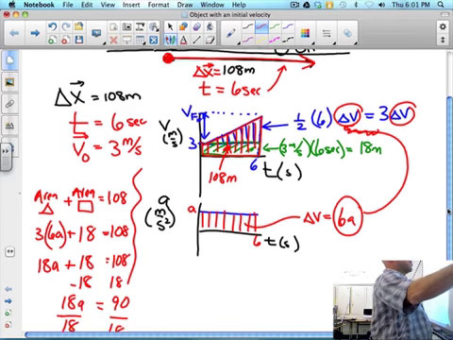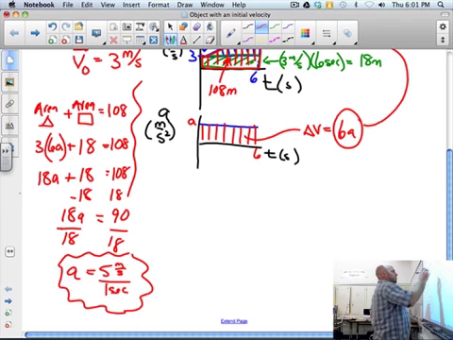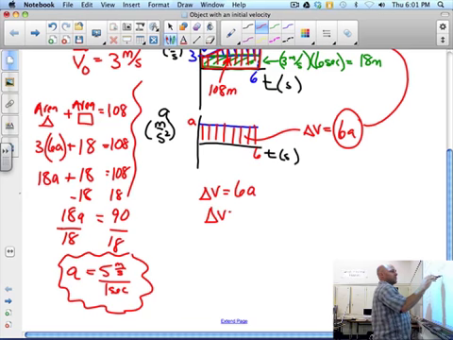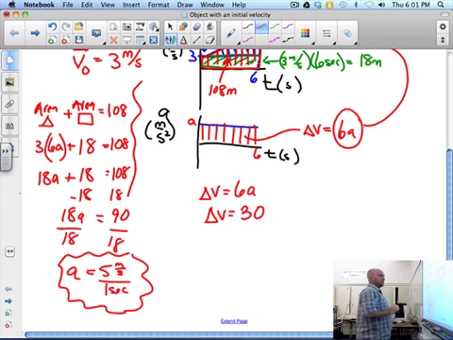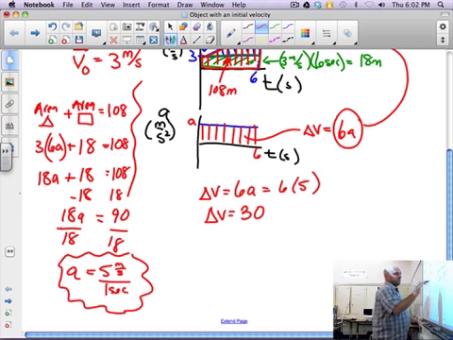Now, I would probably want to find my final velocity as well. So let's do that. Let's see. We have a relationship right here. So change in velocity is equal to 6 times my acceleration. So change in velocity is going to be what, 30? 6 times 5 is 30, right? Because 5 is my acceleration. So in other words, my velocity in the end minus my velocity in the beginning is going to be 30 meters per second.